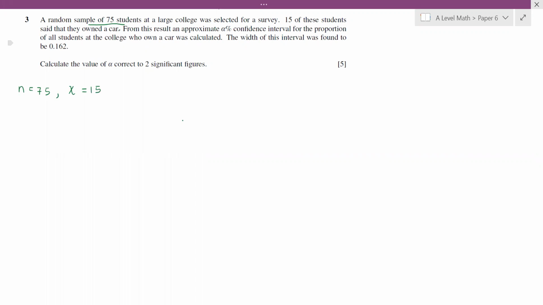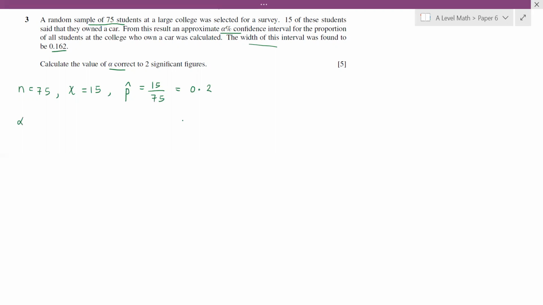From this result, an approximate alpha percent confidence interval for the population proportion was calculated. So we have alpha percent confidence interval for the population proportion. Then the sample proportion is 15 over 75, which is 0.2. The width of this interval was found to be 0.162, and we are to calculate the value of alpha correct to two significant figures.